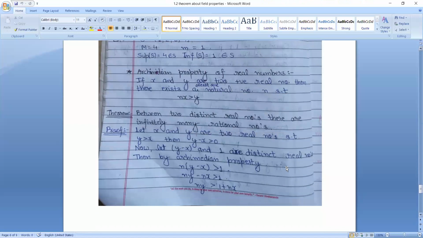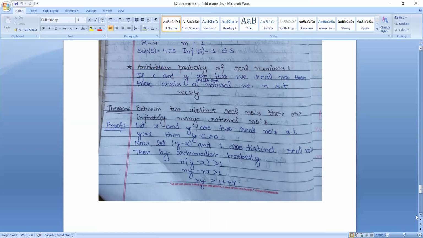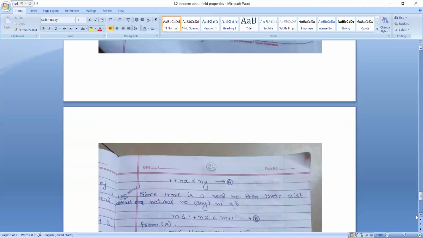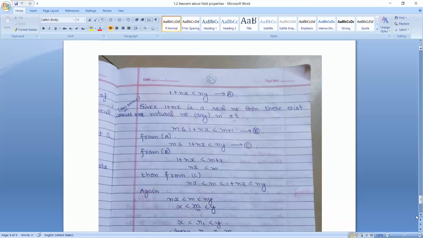Now the next theorem: between two distinct real numbers, there are infinitely many rational numbers. Let x and y be two real numbers such that y is greater than x and y minus x is greater than 0. Now let y minus x and 1 be two distinct real numbers. Then by the Archimedean property, we can write n times (y minus x) is greater than 1. This is n y minus n x is greater than 1. This is n y is greater than 1 plus n x, so 1 plus n x is less than n y.